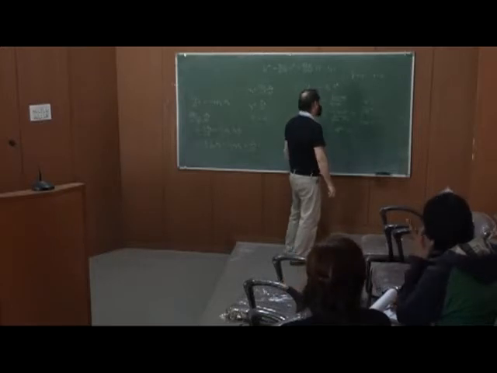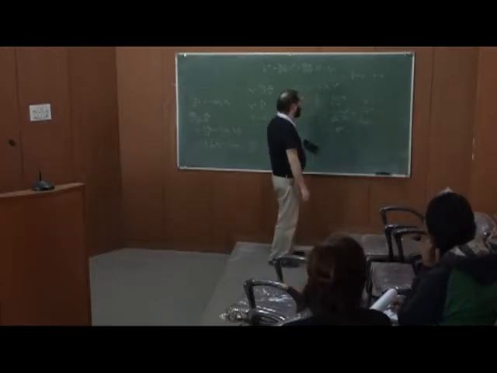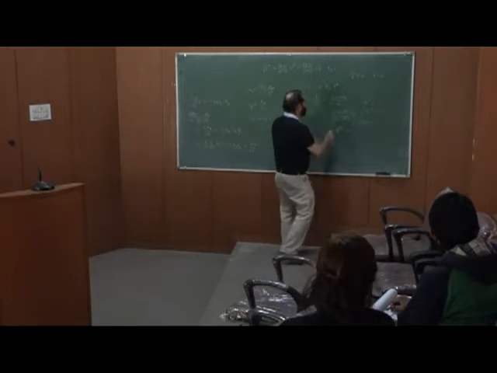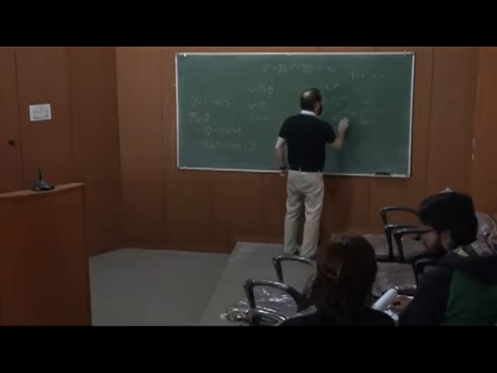Yeah, 10 to the 6 in the denominator. 7 into 10 to the power 5 is 7 into 10 to the power 6 in the denominator. Yes, here? Yeah, it's 70. Ah, yes.